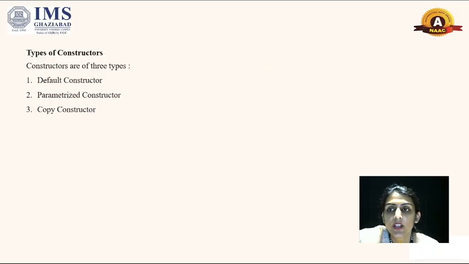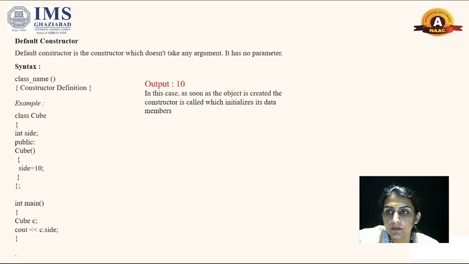There are 3 types of constructors: default constructor, parameterized constructor, and copy constructor. A default constructor is a constructor which does not take any argument. It has no parameter. Class name, constructor definition.